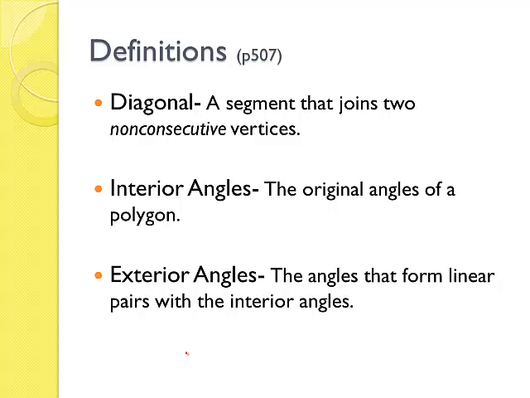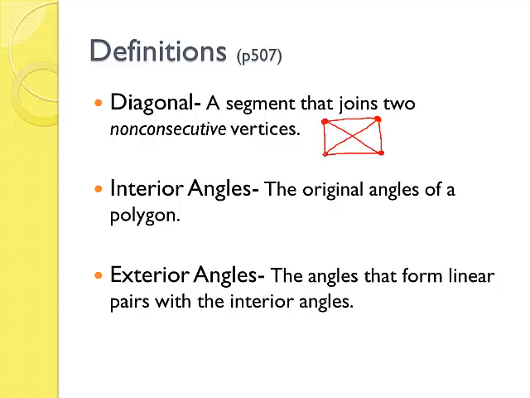So if I have a polygon, for example, let's say I have a rectangle, a diagonal, if I took this point here, that would be one of the vertices. I would just draw a line to a non-consecutive vertex. The other diagonal would be this vertex here connected to the non-adjacent vertex. So that would be an example of drawing a couple diagonals.